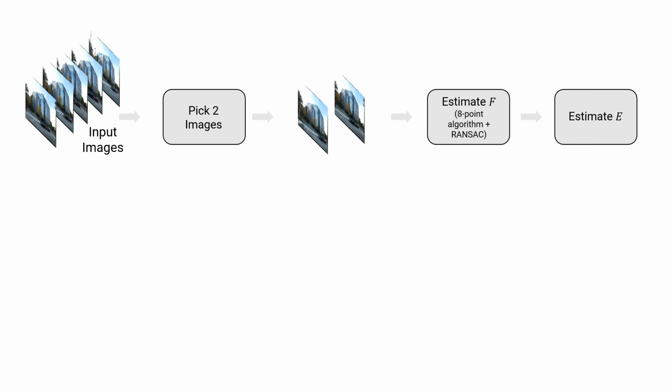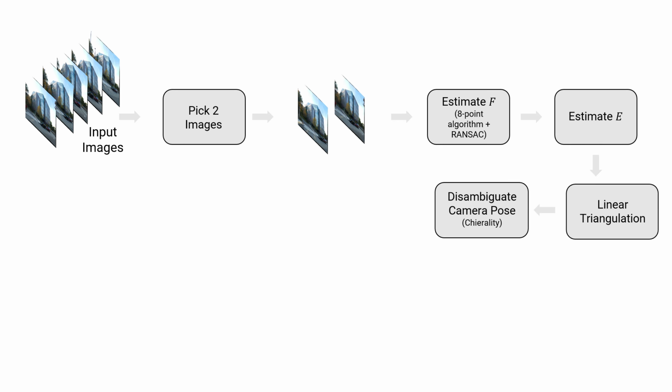Then we estimate something called the essential matrix, and then we apply what is called linear triangulation. So once we have this linear triangulation done, we basically disambiguate the camera pose because it gives us 4 solutions and we want to find the right solution. We take that and then we try to reduce the error by doing the alignment better using a non-linear triangulation. The catch is, this is only with 2 images.